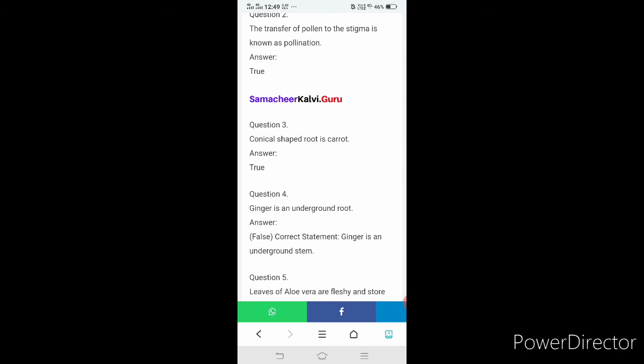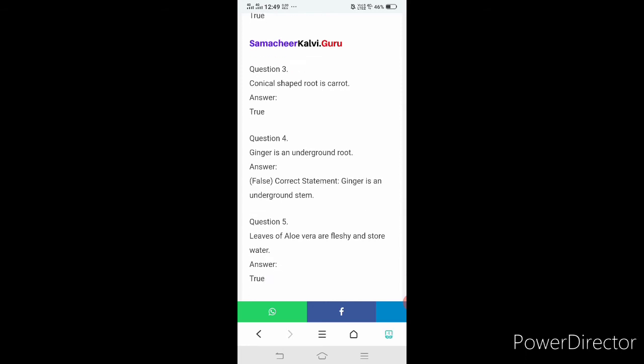So if the question asks you to correct it and the statement is false, you have to correct the statement also. Ginger is an underground stem. Fifth one, leaves of aloe vera are fleshy and store water. Yes, it is true.